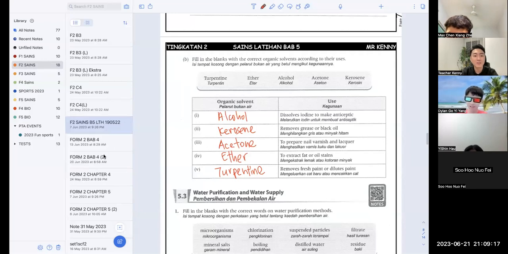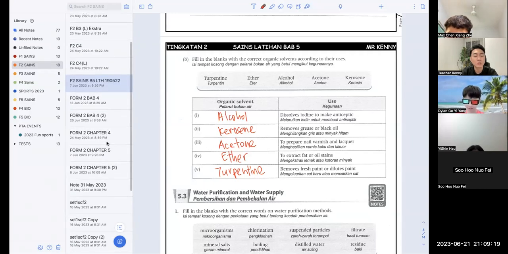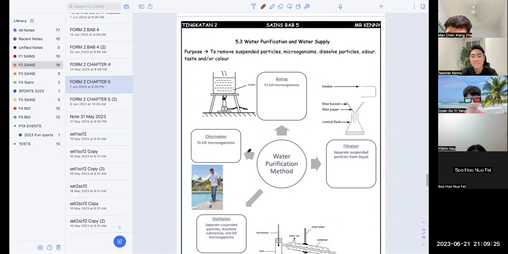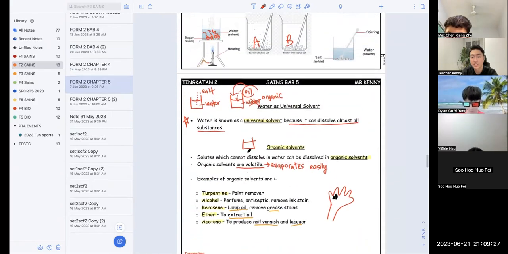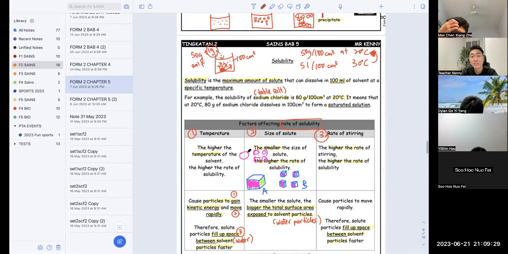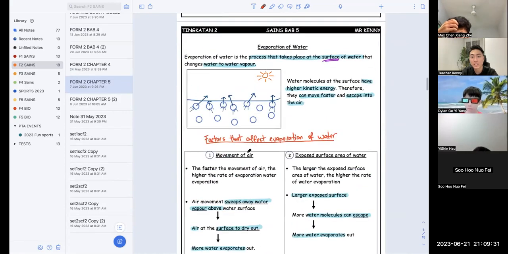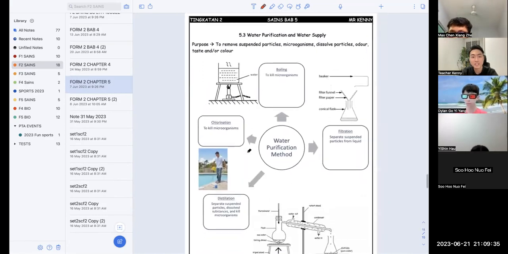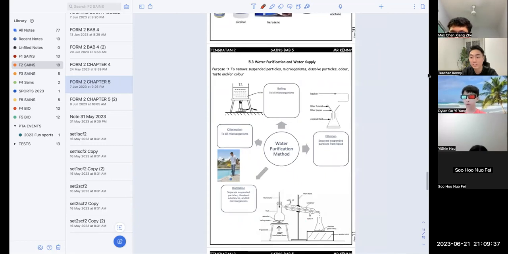All right, now let's go to Form 4. Okay, Form 2, Chapter 5. Here. Is this your notes? I think this is your notes, right? Check, I got 2 classes. I forgot who. All right, this one should be yours. All right, let's start 5.3 today. Everyone take out your notes.